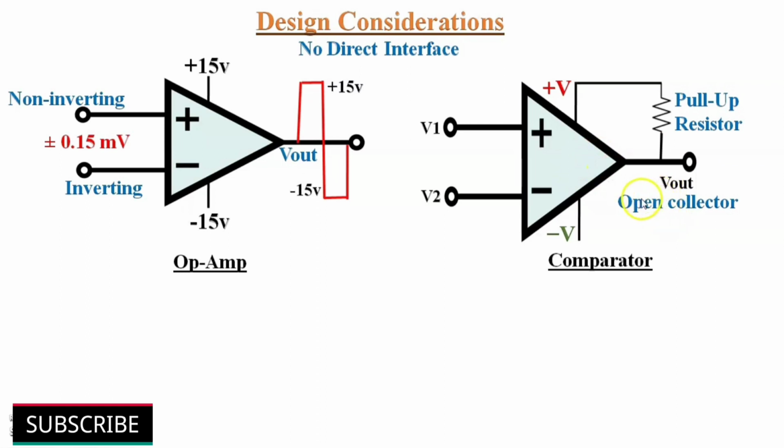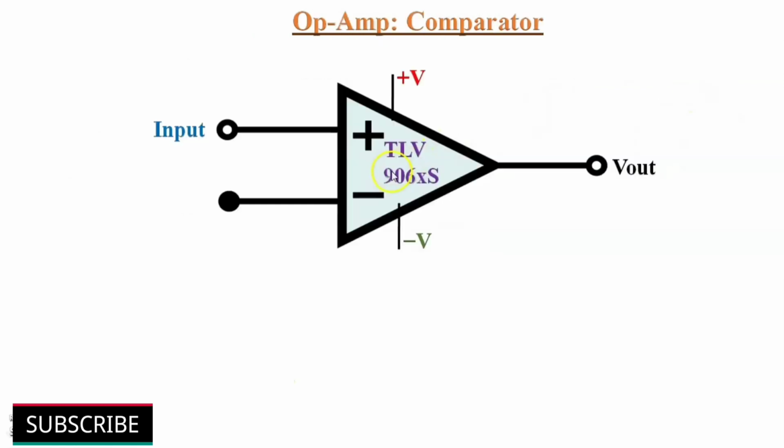Because of this open collector configuration, they produce well-limited output voltages that easily interface with digital logic, and also we can connect different comparators in a wired AND connection. So we have to select an op-amp that meets all of the design requirements.